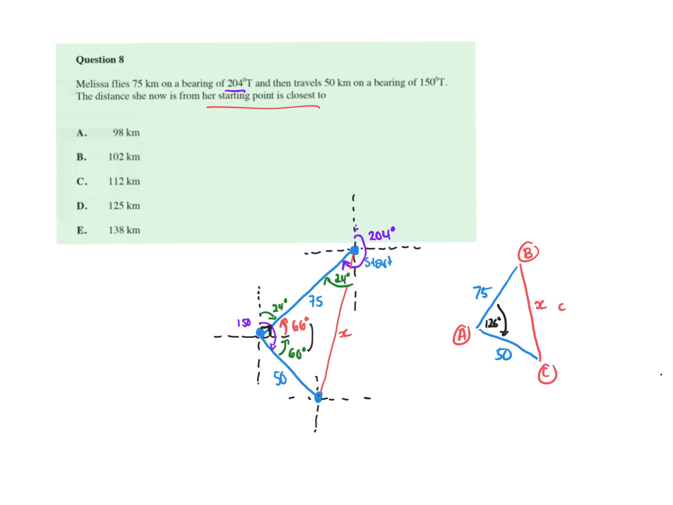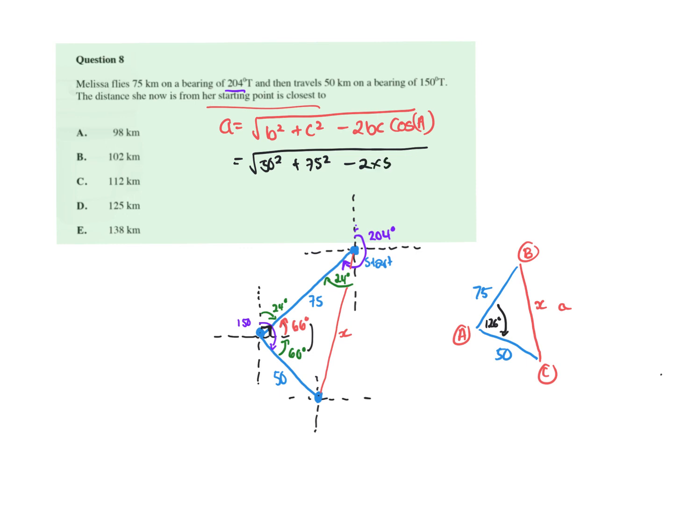And if we went through our flow chart, it says, do we have a right angle triangle? No. Do we have more than one angle? No. So we'd be using the cosine rule. So the cosine rule for if we're trying to find little a will be the square root of b squared plus c squared minus 2bc cos A. So if we substitute that information in, b is 50, plus 75 squared, minus 2 times 50 times 75 times cos 126, and we get approximately 112. So C.